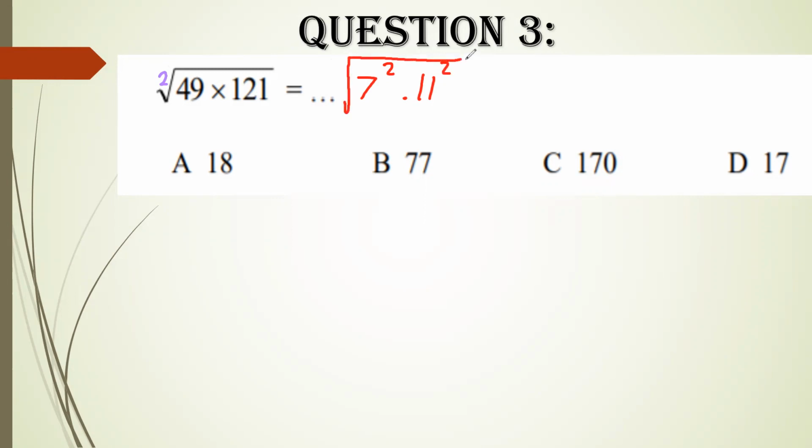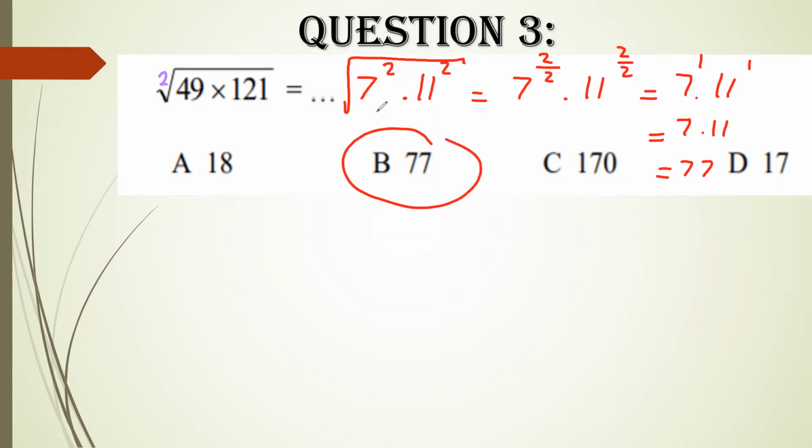Square root still here. And then number 7 is going out like this. 7 power of 2 over 2 times 11 power of 2 over 2. And you are getting 7 power 1 and 11, also power 1. And then what's left? 7 power of 1 is 7 times 11. We are getting 77. Answer is B. Number 3, answer is B.